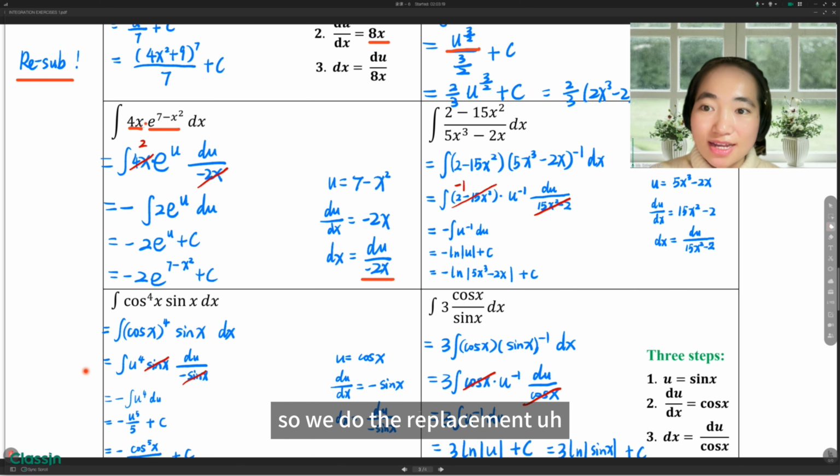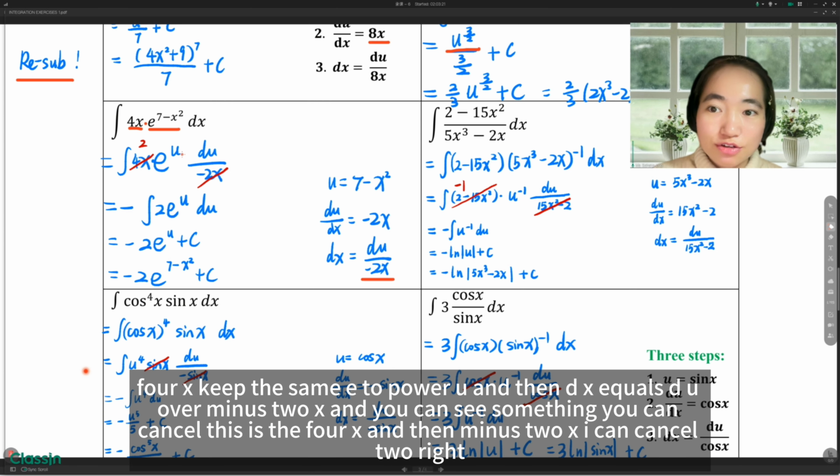So we do the replacement. For 4x, keep it the same. e to the power u. And then dx equals du over minus 2x. And you can see something you can cancel. This is the 4x, and then minus 2x. I can cancel 2.